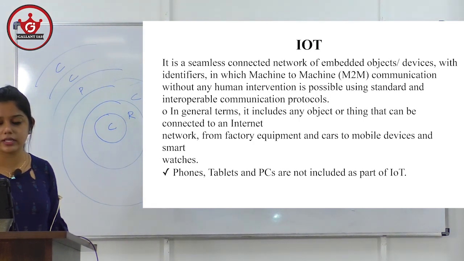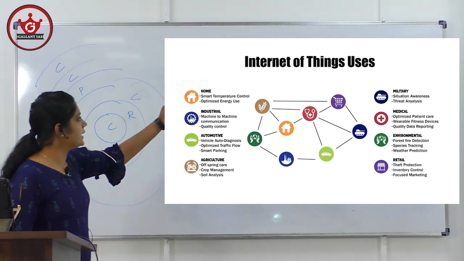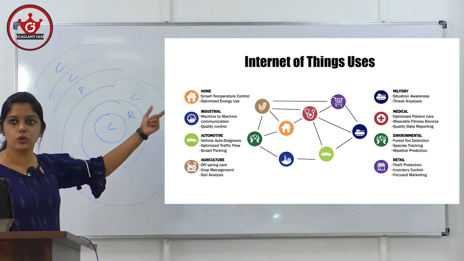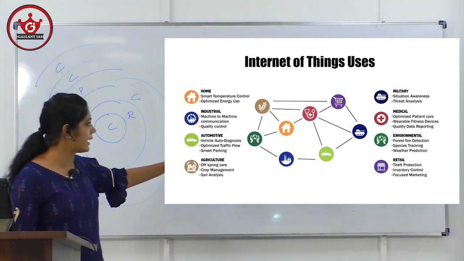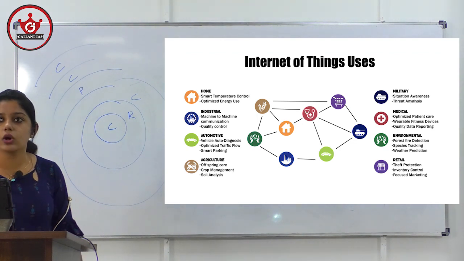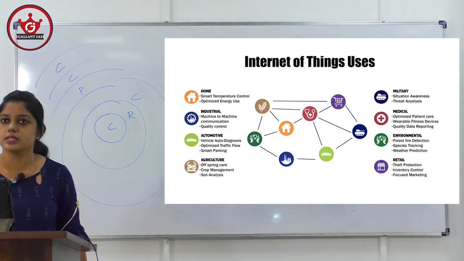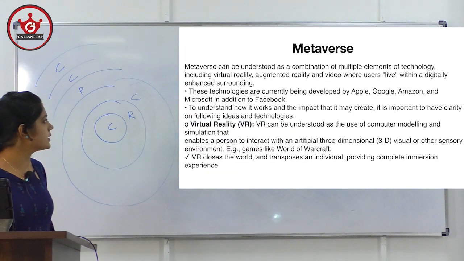Okay, important. Moving on further, I have given the Internet of Things uses. You can go through it later. All the uses I have mentioned: medical, industrial, automotive, agriculture, military. Have a look at it. Questions like what are the uses of IoT can be expected. Really important. Moving on further, what is metaverse?